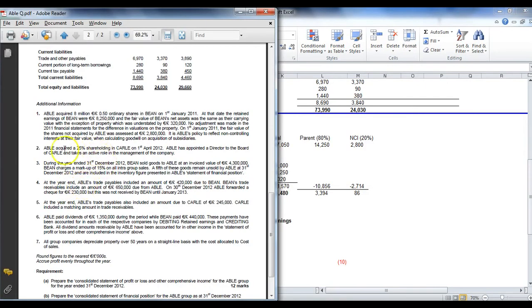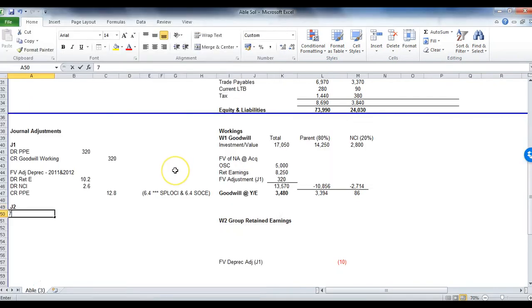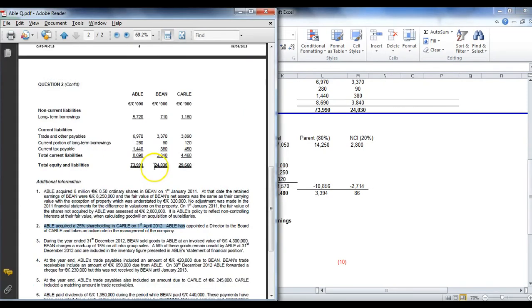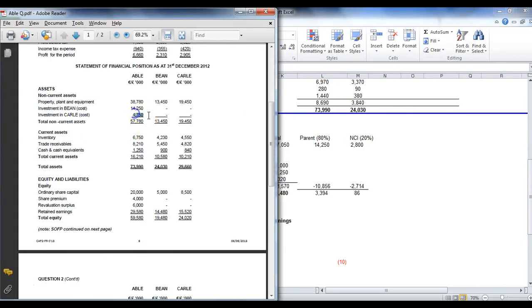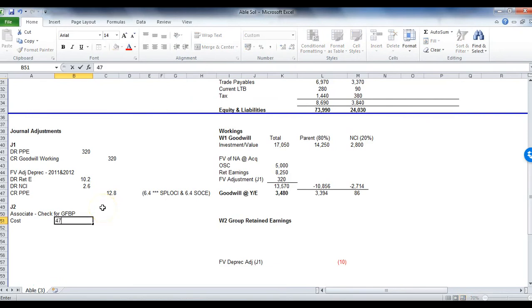The next one is now we're dealing with the associate. So the associate we bought mid-year. And again, remember under IAS 28 you always check for a gain from bargain purchase at initial acquisition. So for the associate, check for GFBP. So it cost you, if you look in the question, you paid for your share 4,750. So put that over here.